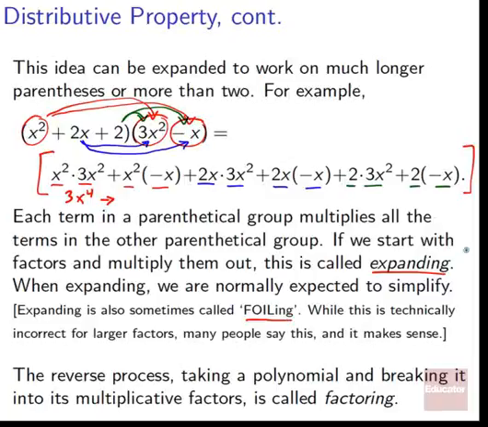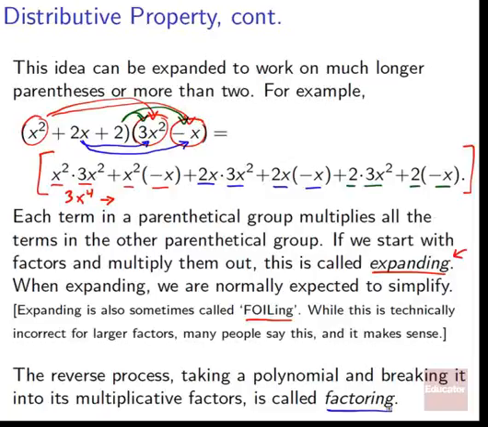Foiling just means, it's another way of saying, expanding. So when somebody says foil these polynomials or expand these polynomials, they're really getting across the same idea: use the distributive property and simplify it. The reverse process, taking a polynomial and breaking it up into those multiplicative factors, is called factoring.